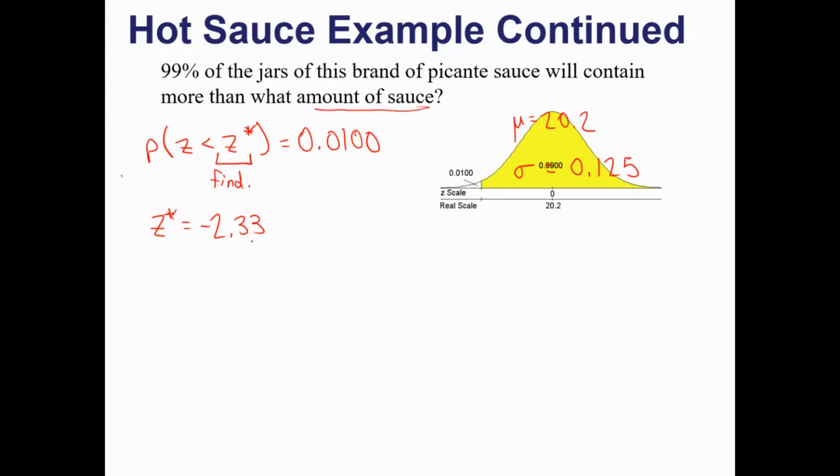I'm asking for a z. That's where I have to set up my standardization procedure. X minus the mean of 20.2 divided by the standard deviation is equal to negative 2.33. Then what do I need to do to get rid of that 0.125 at the bottom? Multiply both sides by 0.125, and that gets me what?